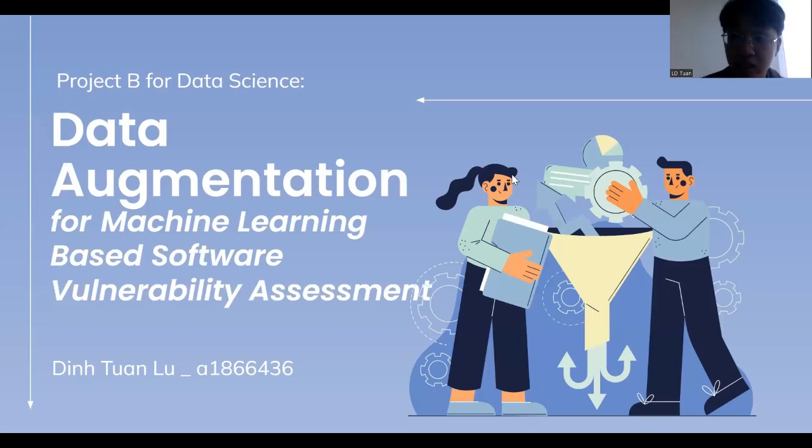Hi, my name is Tin Thuấn, and today I would like to present to you the midterm report for Project B of Data Science at the University of Adelaide. My project is about data augmentations for machine learning-based software vulnerability assessments.